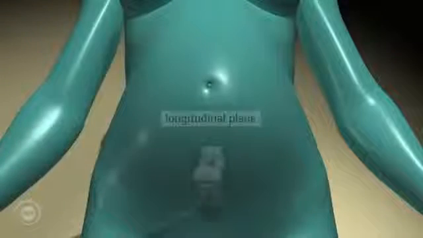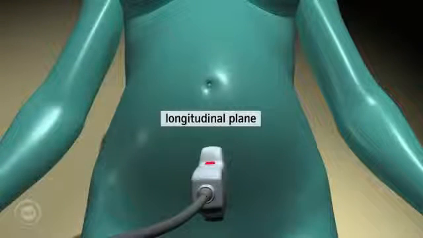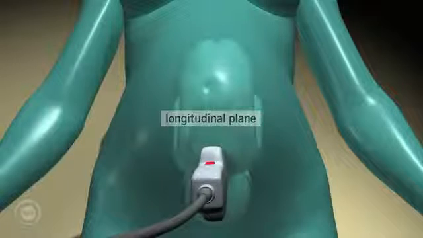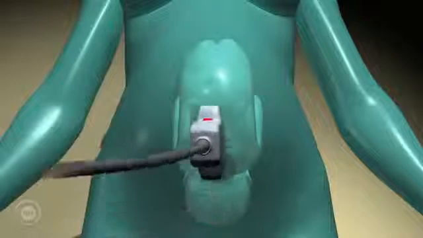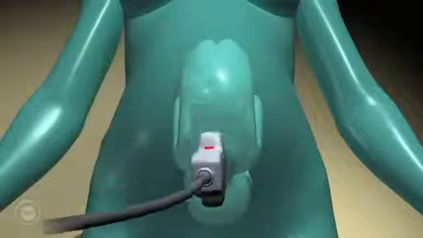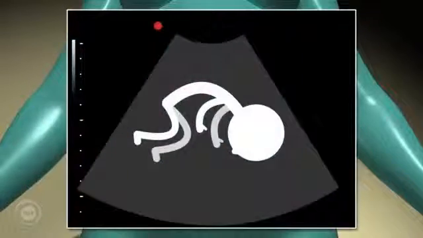Back anterior. Scanning in the longitudinal plane, the fetus's spine will be lying just under the mother's abdominal wall. The head will be to the right of the screen, and the fetus's back will lie at the top of the screen.